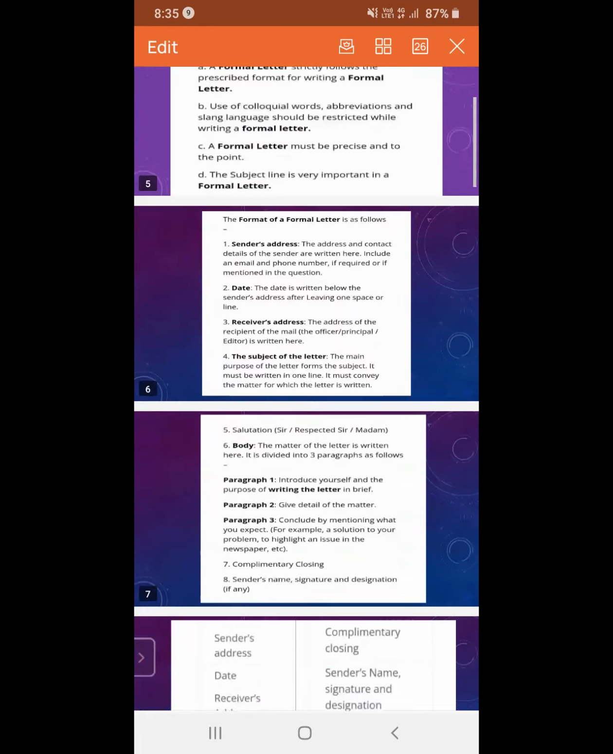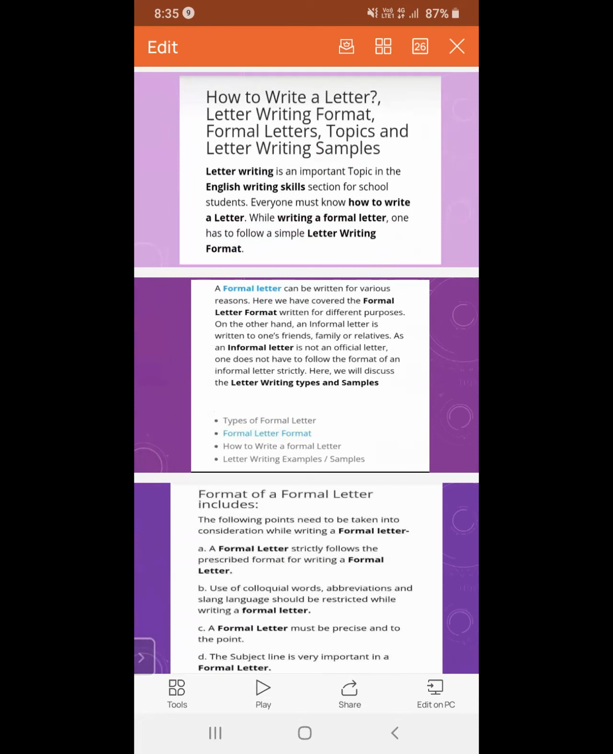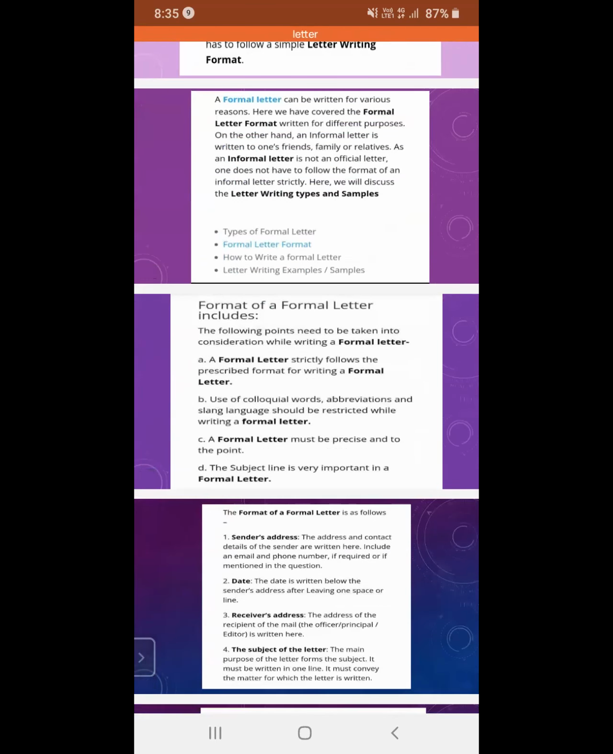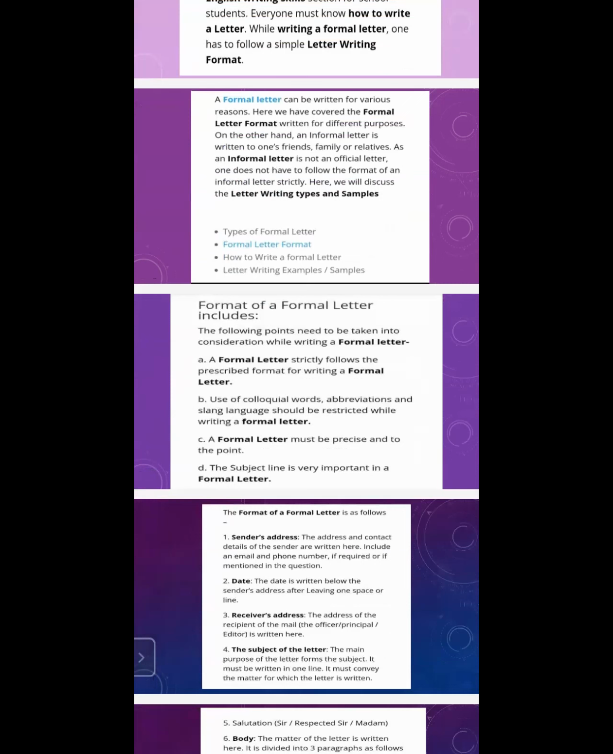A formal letter is an official letter, and it is written for different purposes. In a formal letter, don't use any abbreviations or any colloquial words, meaning words which are not formal. Slang words means informal words. It should be precise and to the point.